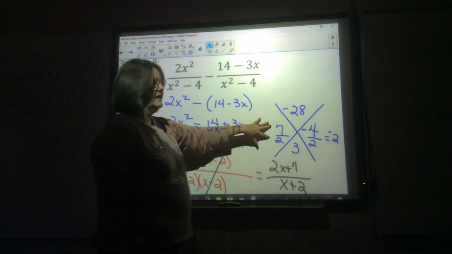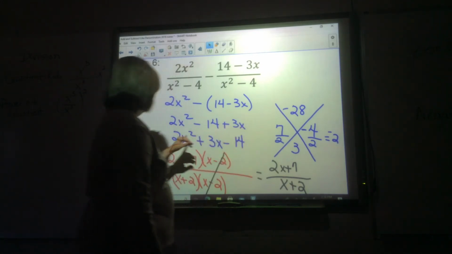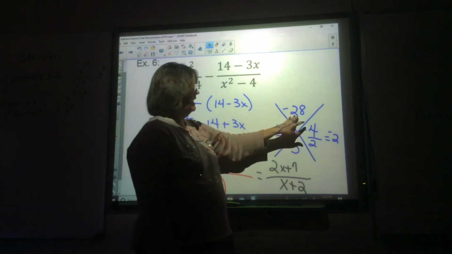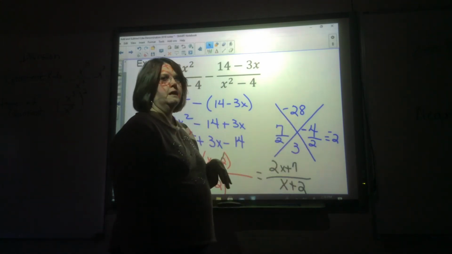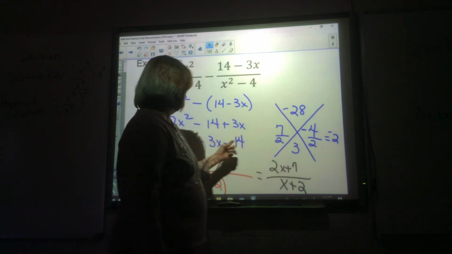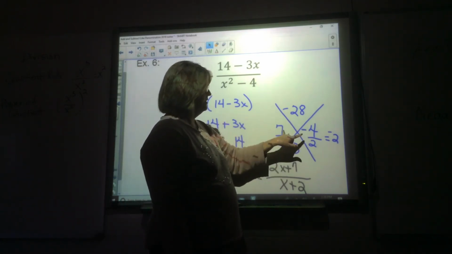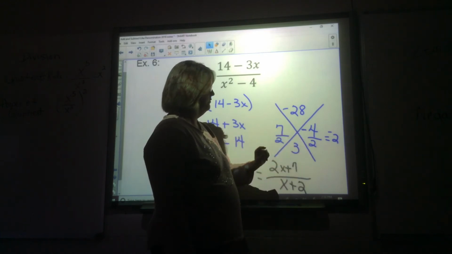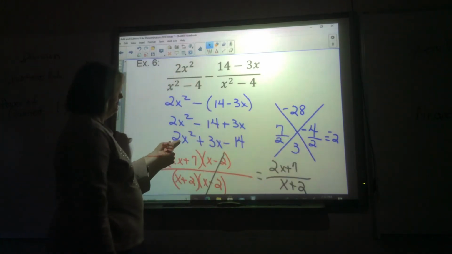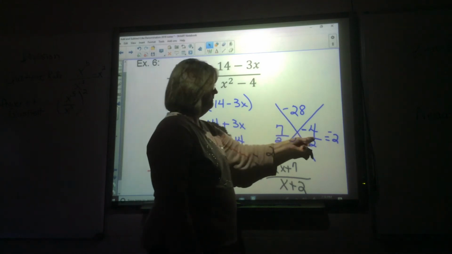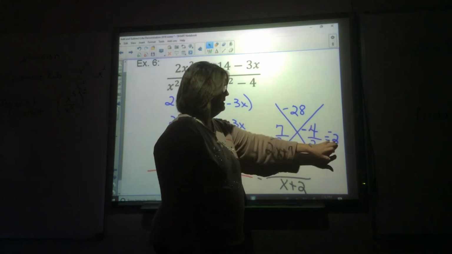Came over here, did the x method for factoring. 2 times 14 is negative 28. Wrote down my 3. Factors of 28 that subtract to be 3 are 7 and 4. And the 4 has to be negative because positive 7, negative 4 is positive 3. Then because I multiplied by the 2, I divide by the 2. This here simplifies to be negative 2.